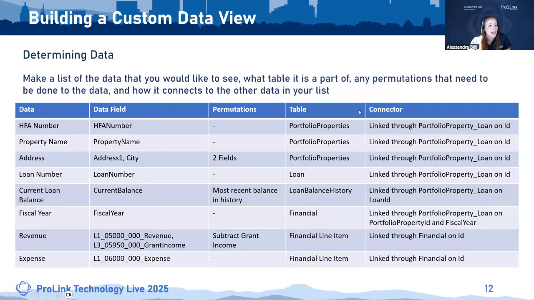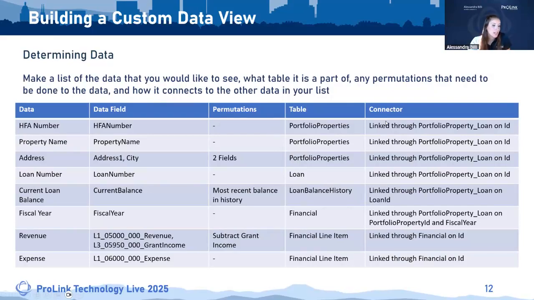So then once I have all of this set out, I'm going to start looking at how can I put these tables together? What are the fields that match on both this portfolio properties table and the loan table or the loan balance history table? What can I use to link these together so it knows what lines of the tables match up with each other?